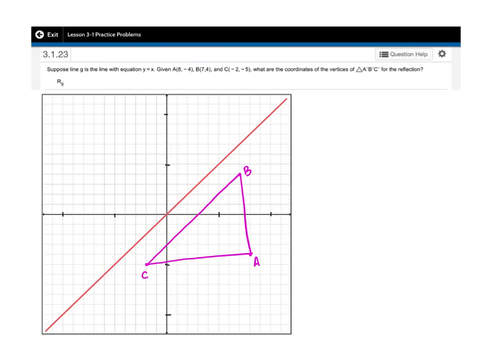Okay, so let's take a look at practice problem section 3-1, number 8, where we are supposed to figure out where points A, B, and C would end up if we flip this triangle, or reflect this triangle, over this line right here, which is the line y equals x. And you can see I put points A, B, and C at these three locations.